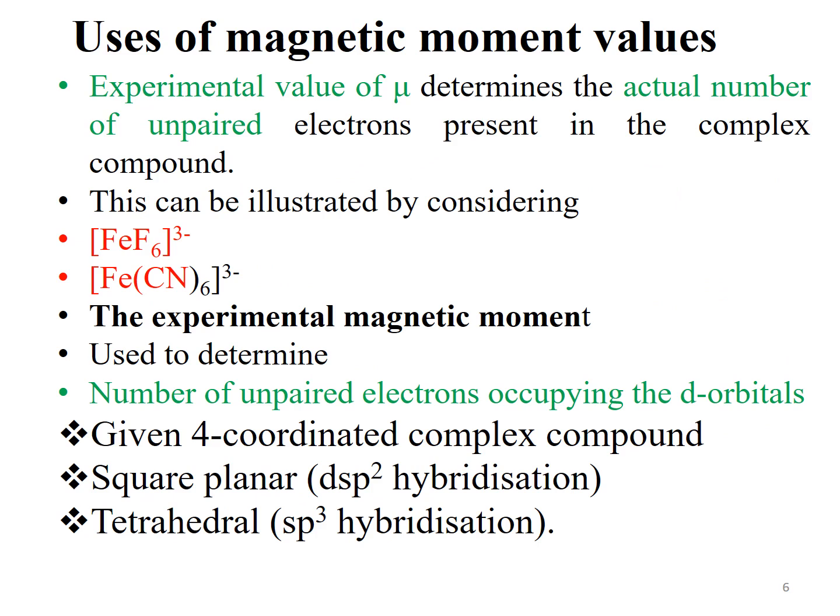Thus, it is the experimental value of mu which determines the actual number of unpaired electrons present in a complex compound. This can be illustrated by considering hexafluoroferrate and hexacyanoferrate ions. What is the use of magnetic moment values?